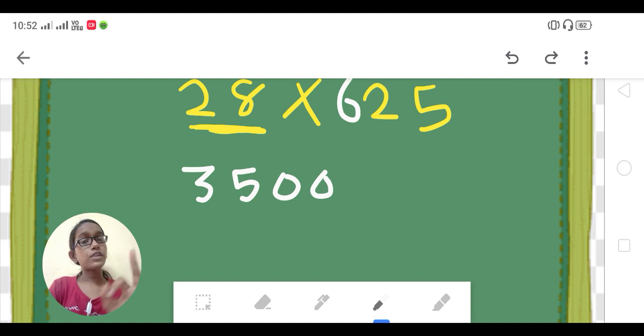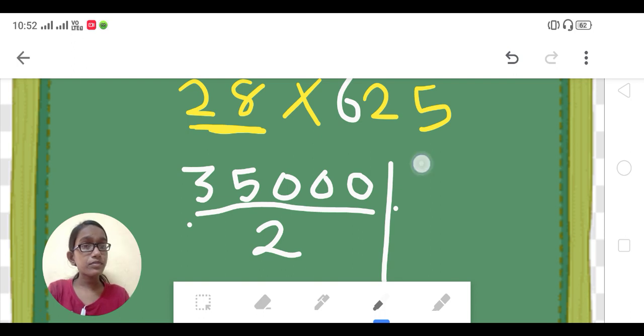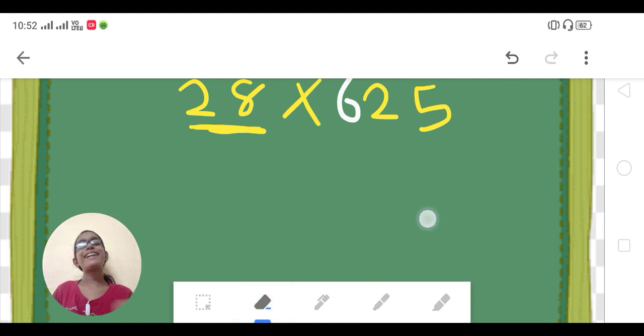Now what you will do is just take this number, add a 0 in the end, and then divide this by 2. So your answer for this also has to be 17500. Do check it using a calculator. The answer would be 110% correct.